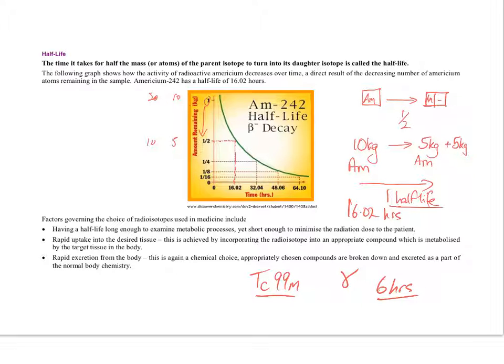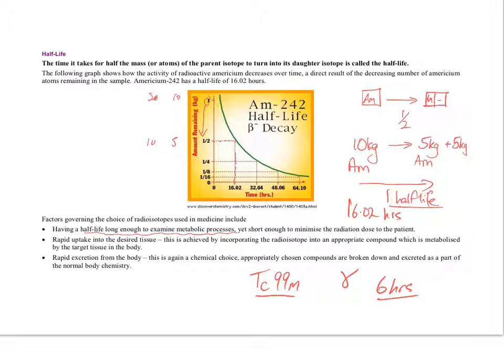There are other things we worry about when we choose a radioisotope with a suitable half-life. Is the half-life long enough to examine metabolic processes? So does it have time to be absorbed into tissues or transported around the body? But we need it short enough not to give the patient too much radiation.